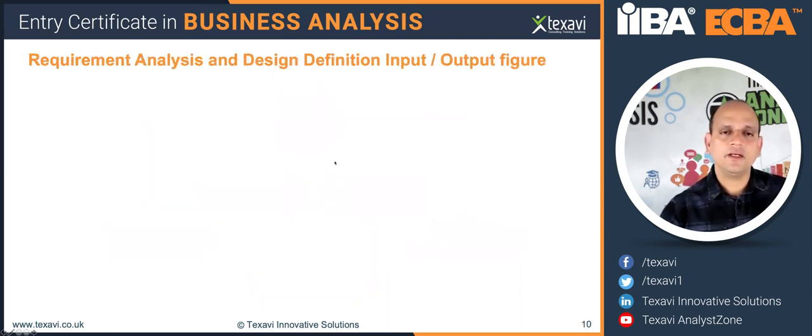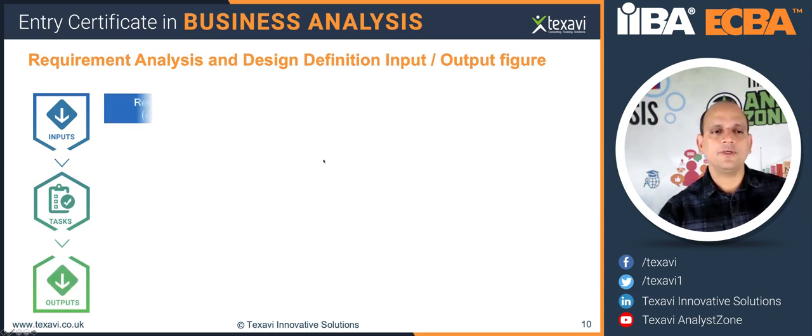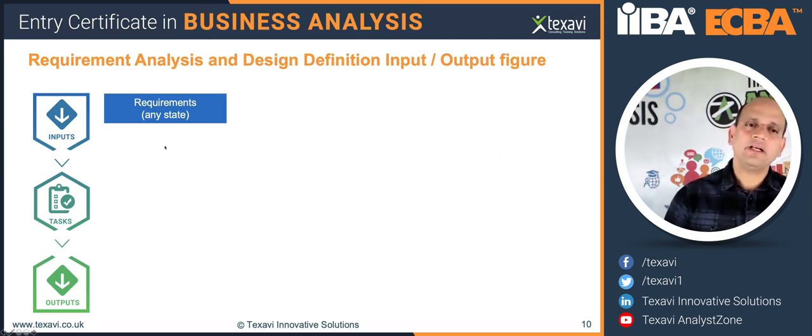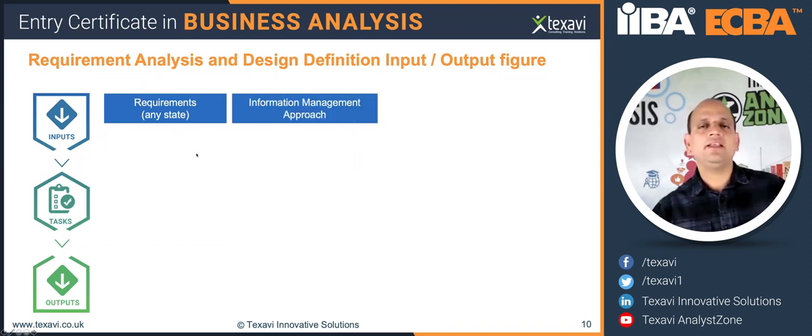So in terms of the requirements analysis and design definition, what does it really entail? What could be the inputs? What are the tasks? And what do we do with respect to the outputs for this knowledge area as a whole? So in terms of the inputs, you have the requirements. They can be in any state, as in they can be verified requirements, non-verified requirements, draft requirements, confirmed requirements, it does not matter. At this point of time, requirements of any type, nature or stage they're in, doesn't matter. They're still going to be the inputs for us.